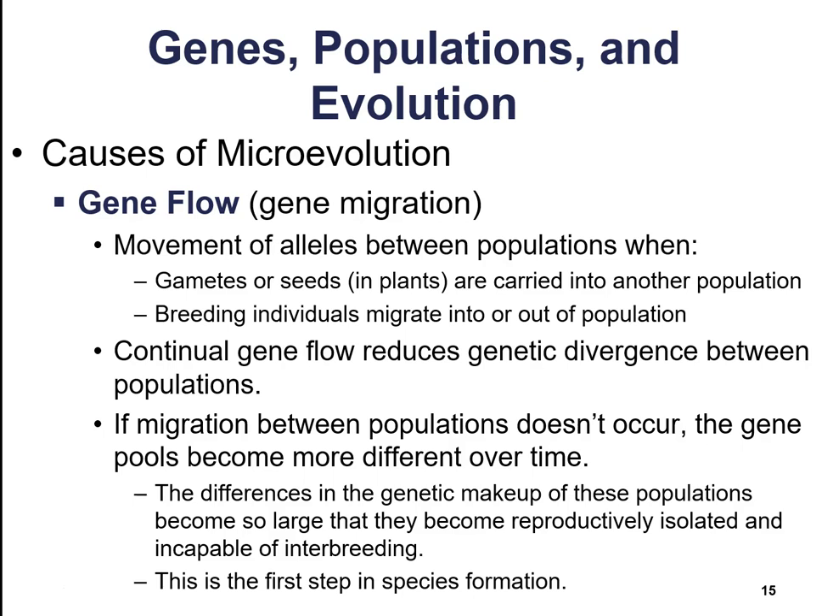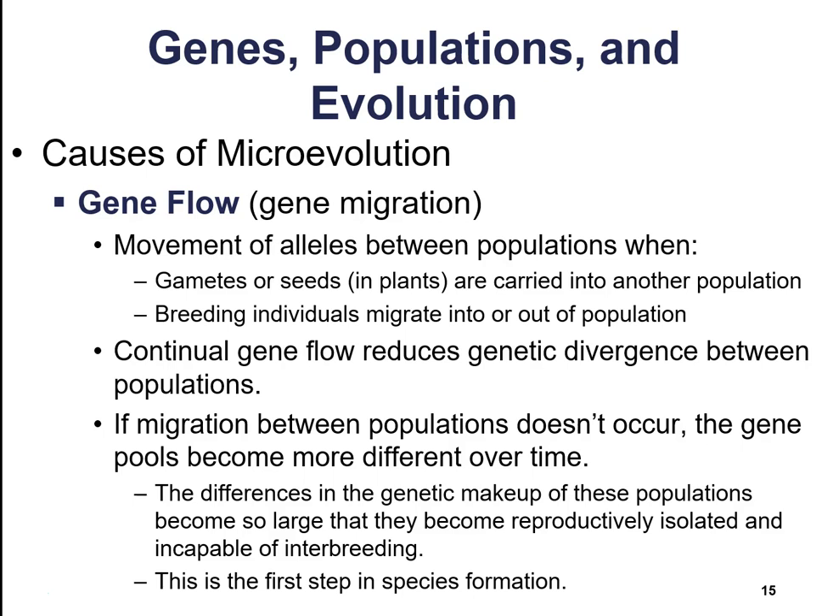All right, so gene flow, gene migration, this was mentioned before too. This is just movement of alleles between populations. So if gametes or seeds in plants are carried from one place to another by an animal or what have you, that's gene flow. Breeding individuals migrating in and out of the population, that's gene flow. It says gene flow reduces genetic divergence between populations. The point is that gene flow helps increase variation within the population. It's a good thing.